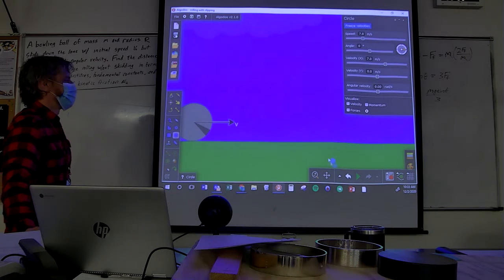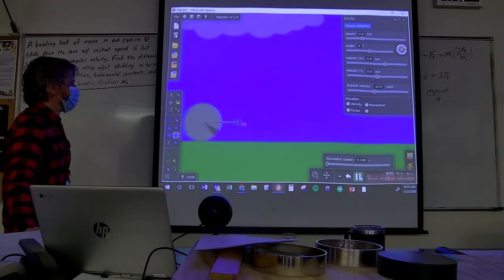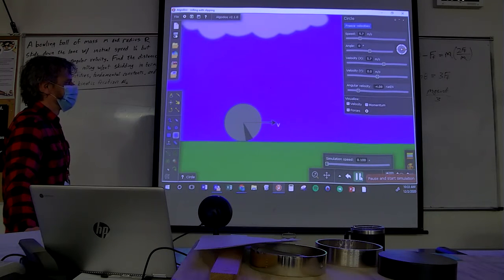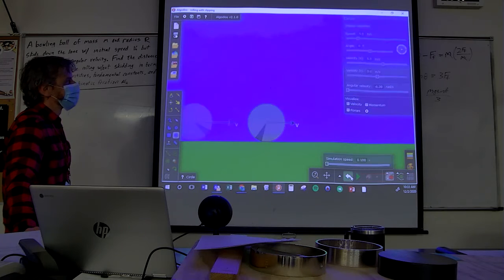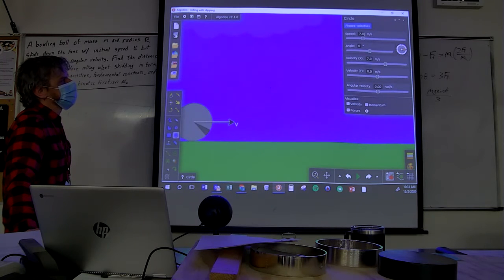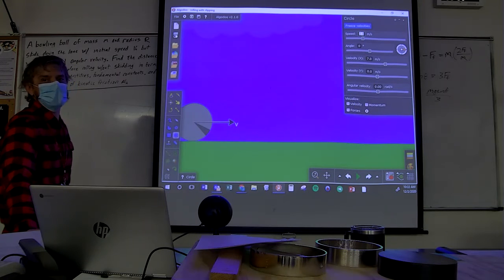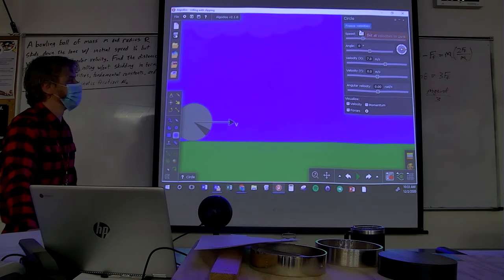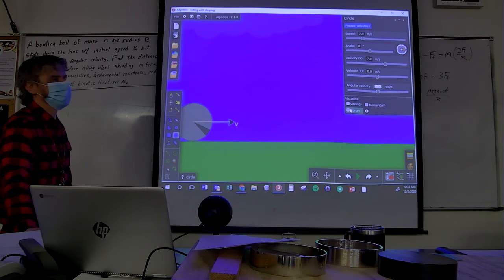Okay, so here, it starts moving and it is rotating. Notice, look at the speed here. The speed will be reduced because the friction is a net force that's going to slow it down. But the angular velocity down here will increase.